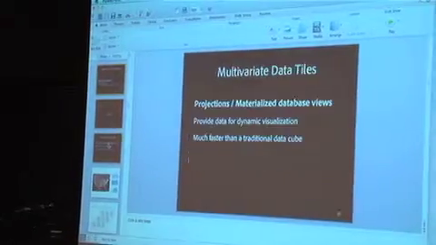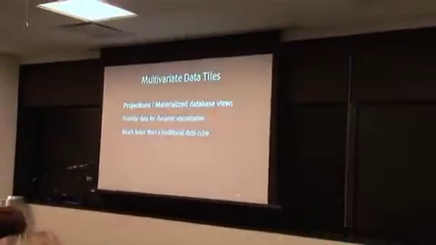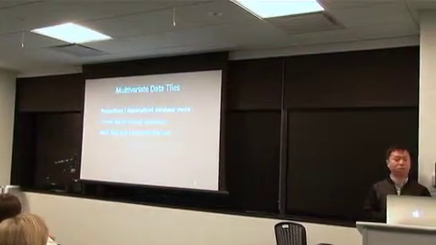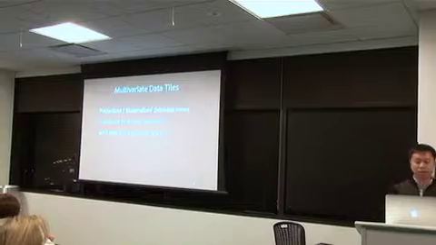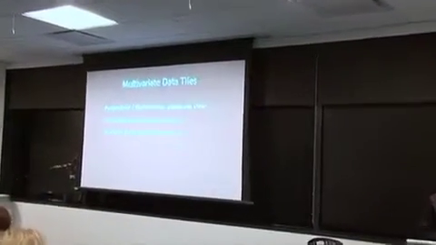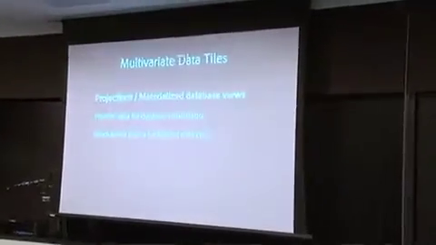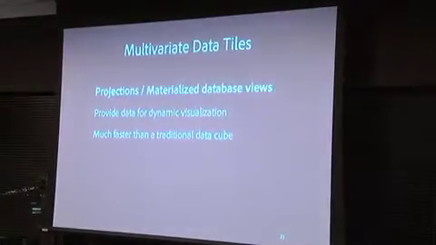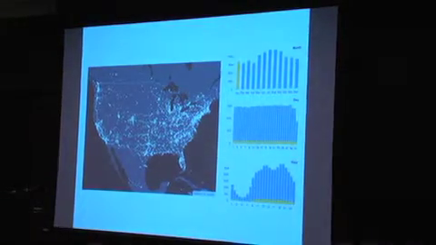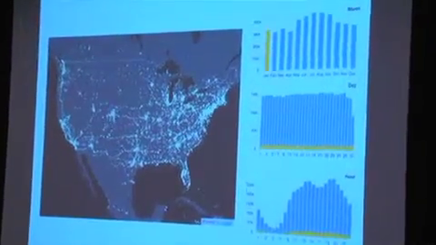All right, let me go back and explain how this works. To visualize the data set, we first pre-compute multivariate data tiles. These are projections which correspond to materialized database views. These projections provide data for dynamic visualization, and they're much faster than a traditional data cube in memory. So for example, here we have 4 visualizations, a geo heat map, and 3 histograms.